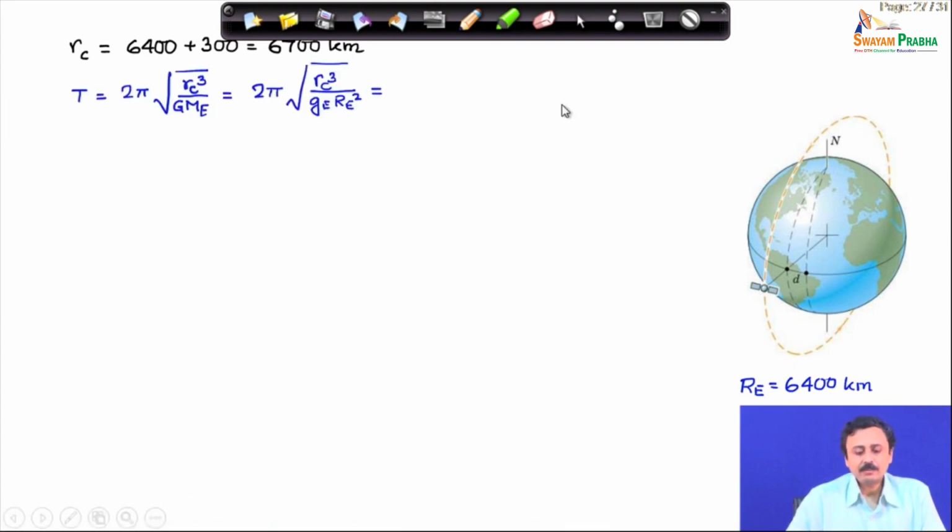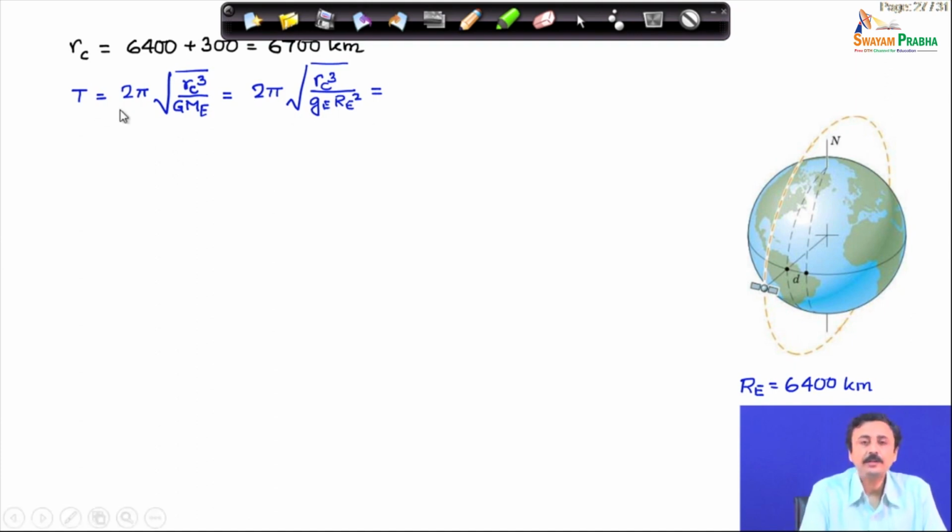The time period can be very easily calculated for a circular orbit. We have done this calculation. You remember that T square is proportional to r cube, and the proportionality constant is nothing but 4 pi square by G times mass of central gravitating object, which is earth in this case.